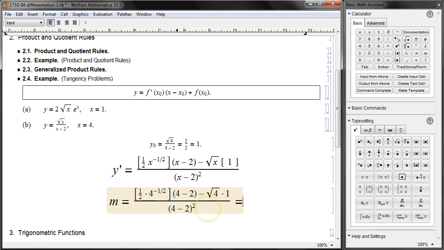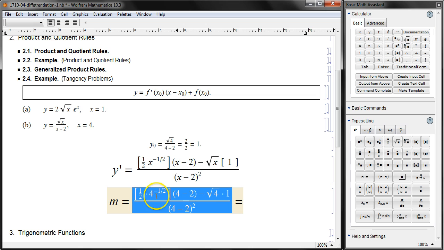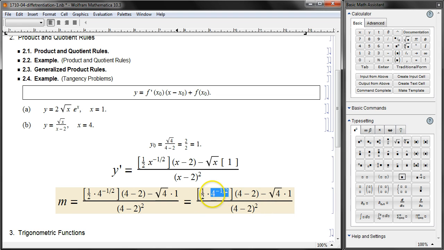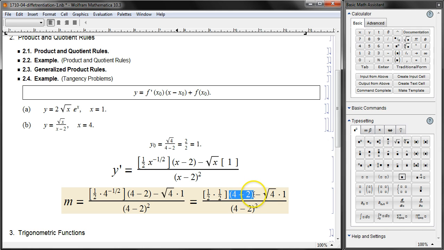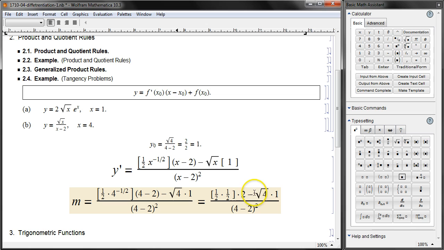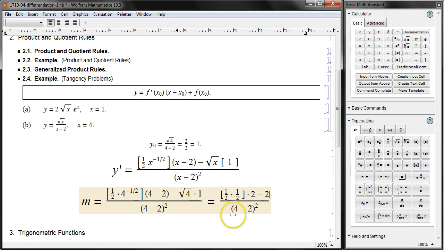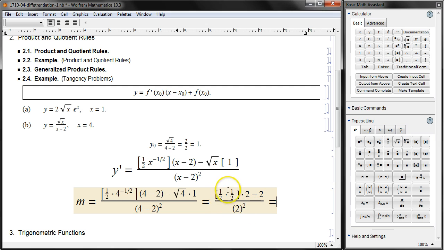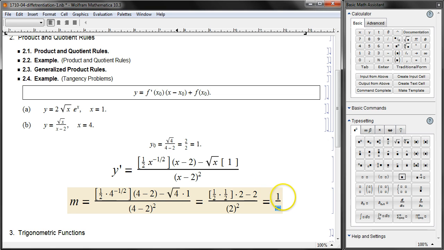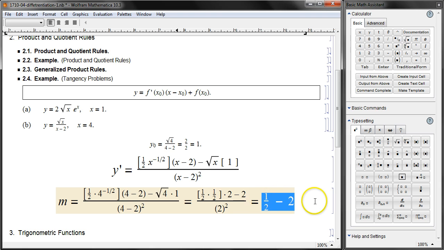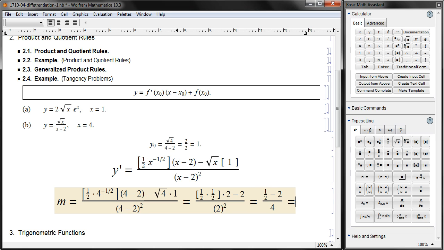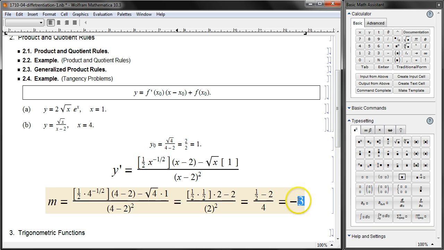And then let's keep on with our computation. 4 to the negative 1 half power, what is it? 4 to the 1 half power is 2, that's the square root, and then negative, so we need 1 half. So that thing over there is 1 half times 1 half. And then 4 minus 2 is 2. And then square root of 4 is 2. And 4 minus 2 is 2. So we have 2 squared down here. Let's see. 1/4 times 2. So 1 half minus 2 over 4. Looks like I'm getting negative 3 over 8.